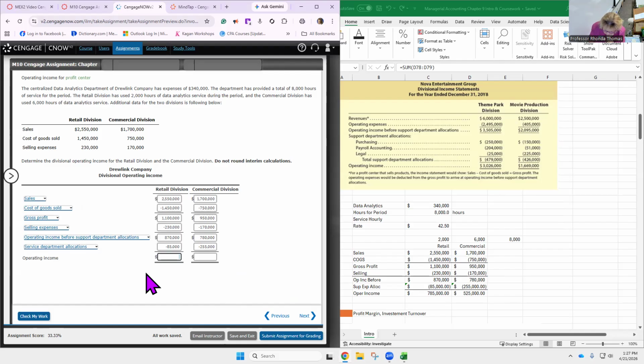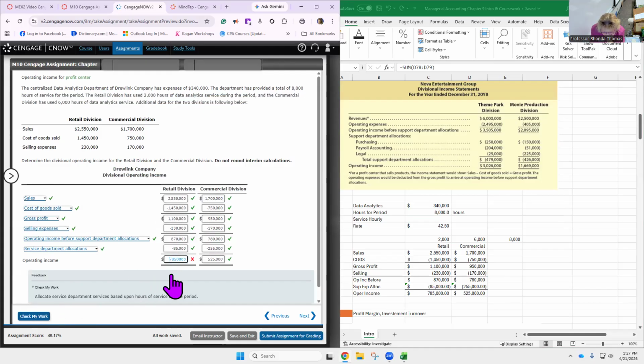Now we can subtract. So 785 and 525. Okay, so we're going to check it now. Uh-oh, I missed one. I didn't put enough in here, I don't think. Let's give it a try. Uh-oh, one too many zeros. That's okay. And then another one, I had way too many zeros. There we go. 785,000 is what we want.